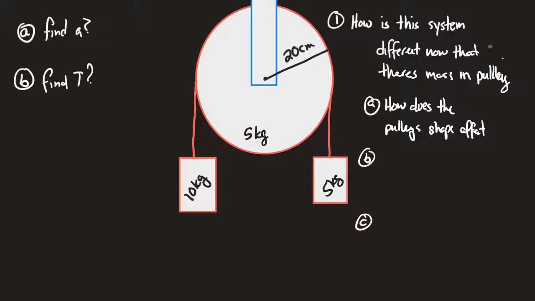Are the tensions in the cables the same for each mass? And lastly, in what way does a change in the mass of the pulley affect the answer?